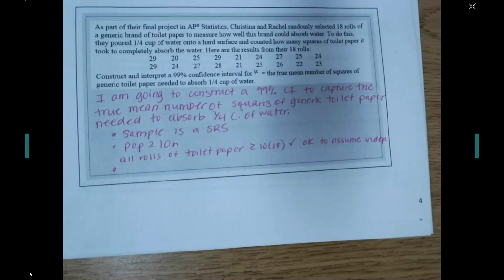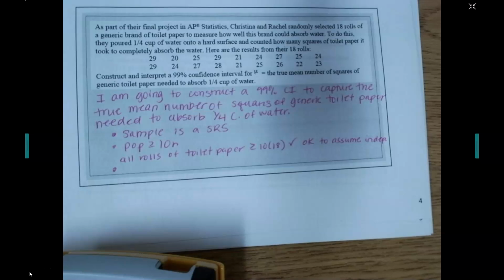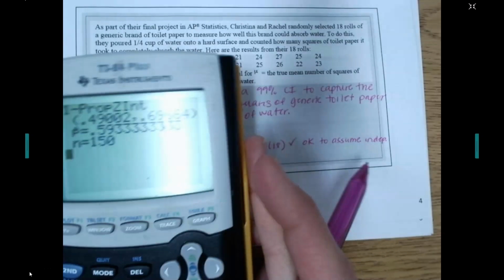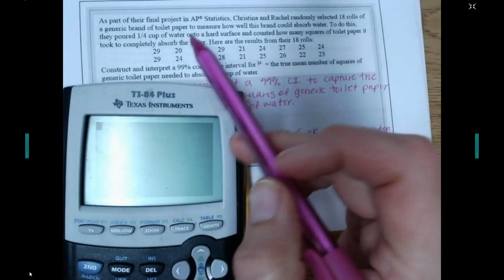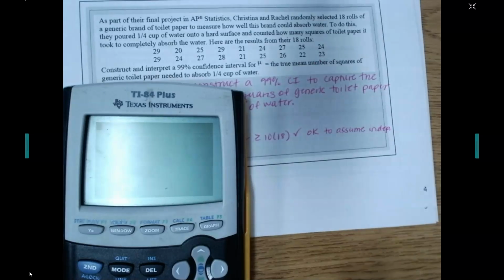So what I've got to do is I've got to graph this data and make sure that there are no major outliers here. Okay? Now, skewness, a little bit of skewness is okay. Remember, T is a robust distribution and can handle a little bit of skewness. It can't handle outliers, especially with smaller sample sizes. So here's what we're going to do. We're going to plug these values into a list, and we're going to graph it on our calculator.